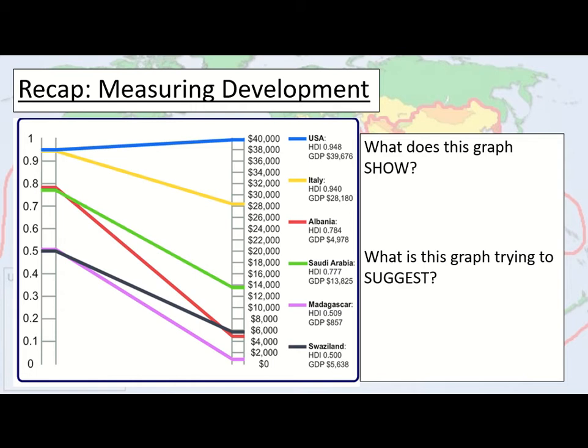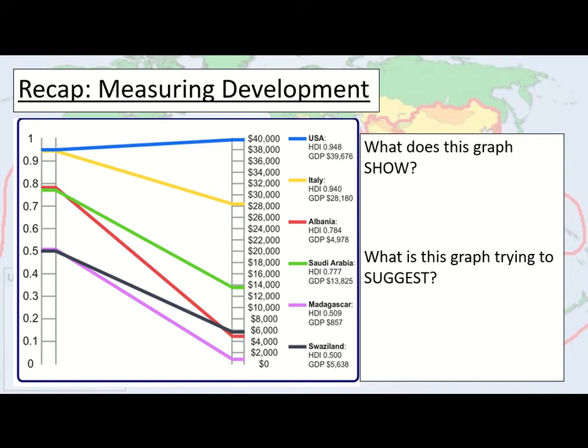Okay, so this graph shows a couple of things. Firstly, on the left-hand side, you've got a column of data which goes from 0 at the bottom to 1 at the top, and that shows HDI, or Human Development Index score. Hopefully you remember that HDI is made up of mean years of schooling, life expectancy from birth, and gross national income per person, so people's average salaries in whatever country they are. They roll it together, they stick it in the oven, and out comes this HDI score. And you can see here you've got USA at the top with an HDI score of 0.948.